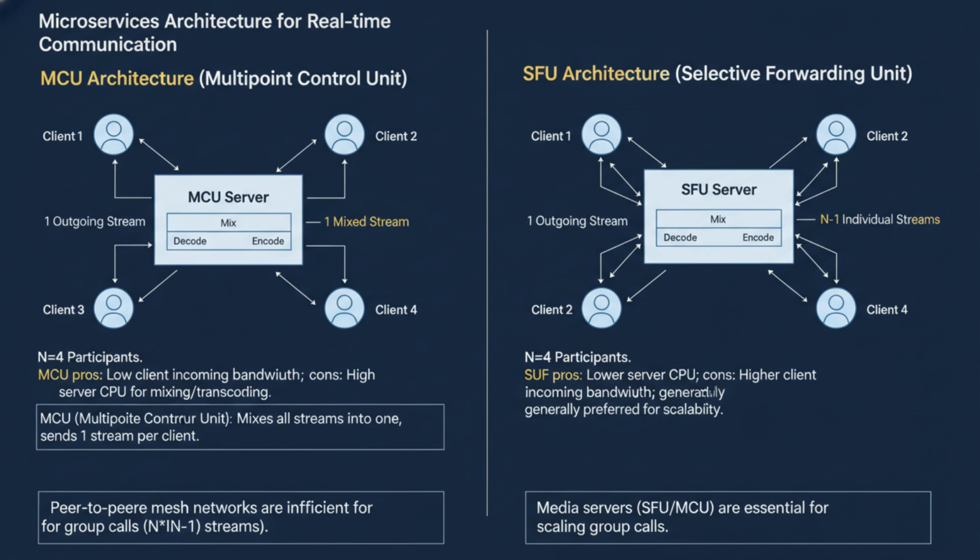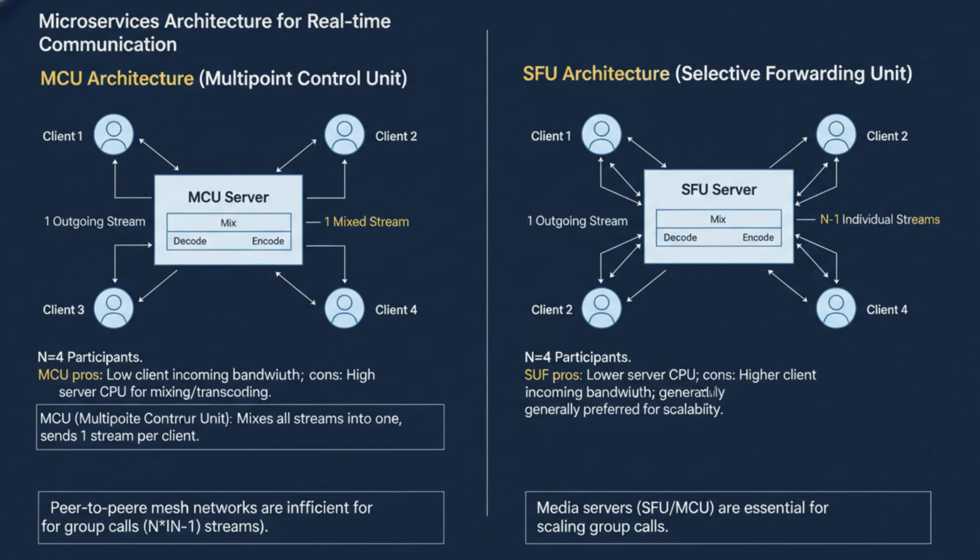An MCU, or Multipoint Control Unit, operates by receiving all incoming media streams from participants, decoding them, mixing them into a single composite video and audio stream, and then re-encoding and sending this single stream back to each participant. This approach significantly reduces the client's outgoing bandwidth burden, only one outgoing stream, but places a heavy computational load on the MCU server due to the mixing and transcoding.